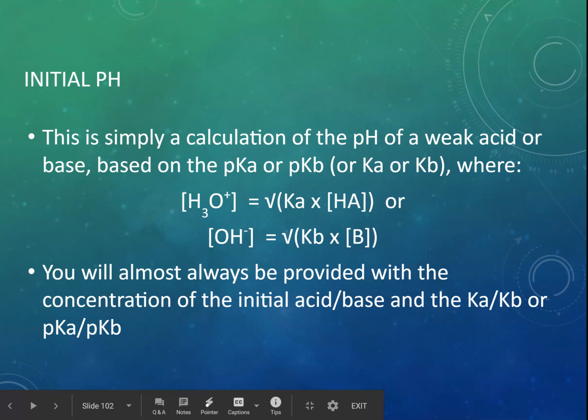Okay, so the initial pH is literally just the calculation of the pH of a weak acid or a weak base, based on either pKa, pKb, Ka, or Kb. This is just the same as those calculations of the pH of a weak acid or a weak base that we've done previously. Because at the start of a titration, all you've got is your weak acid or weak base, or occasionally strong acid and strong base, in which case look at those videos. That's all that's present. There's nothing else there. So actually, the initial pH calculation is by far and away the easiest of all of the titration calculations that you're going to have to do.